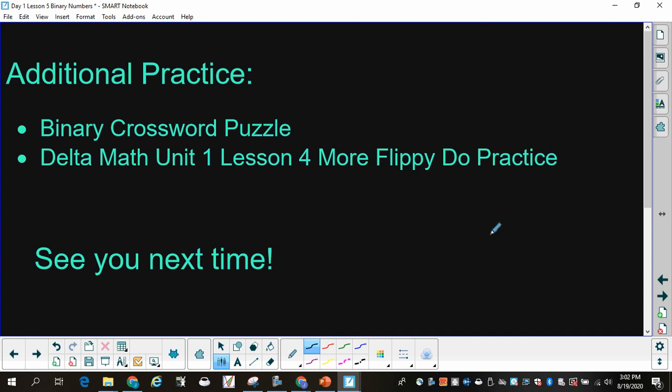Now, if you'd like some additional practice, as well as the Flippy Grid practice, there's a binary crossword puzzle available, and in Delta Math, I have a Unit 1, Lesson 4, more Flippy Do practice. There's 10 more problems there, 5 going from binary to decimal, and 5 decimal to binary.